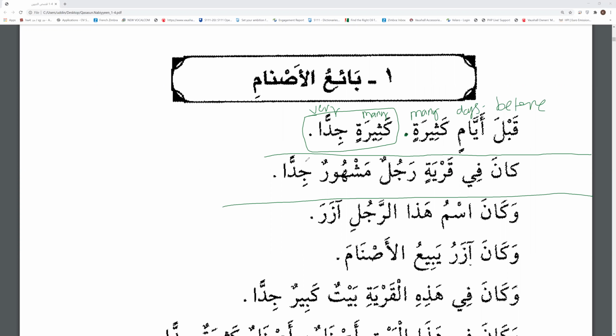Focus on this sentence. It says, Kana fi qaryatin rajulun mashhurun jiddan. Now, you have a kana here. From your notes, kana comes in front of a jumlatul ismiya sentence. The two parts, mubtada and khabar, what are their new names? What do they become? اسم كان وخبر كان. اسم كان، خبر كان.